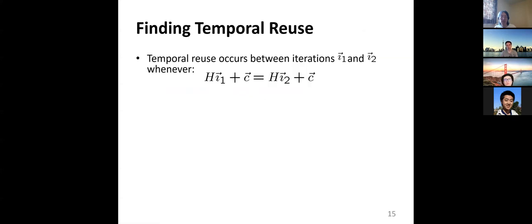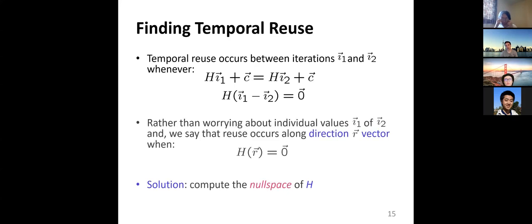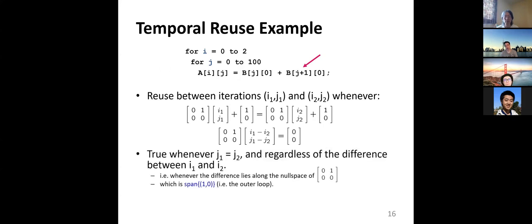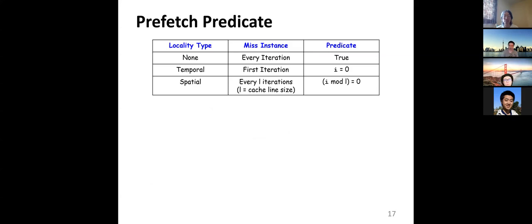And then the reuse naturally happens when those indices are equal, which brings us to removing all the constants. We essentially need to find the null space of matrix H, right? And this is the direction across which we go. This is how we find the locality, what to prefetch, similarly to how we find reuse. And if you want a refresher, this is how we find temporal reuse, for an example like B[J+1][0]. If we convert that, it is true whenever J1 equals J2, regardless of I, which gives us the direction of span (1, 0) in the outer loop. Okay, so this is not new to you.